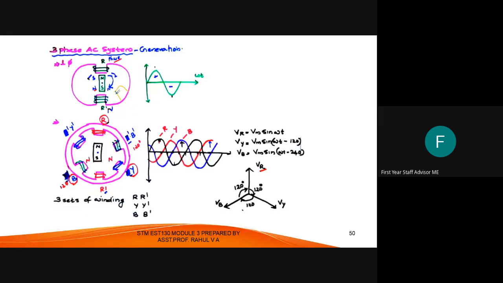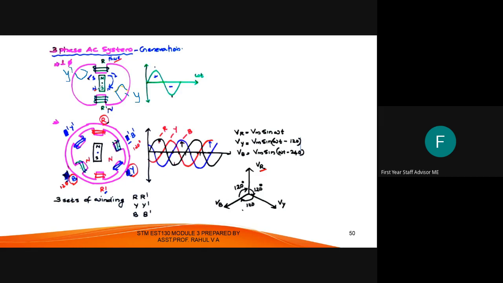Okay, one more winding here. That doesn't have any connection with the first winding, the R winding, and the opposite end I am placing here. Okay, this I am calling the Y winding, and the opposite end is Y dash.